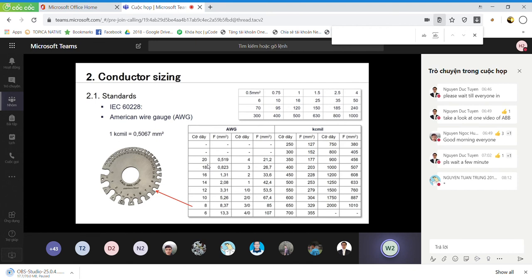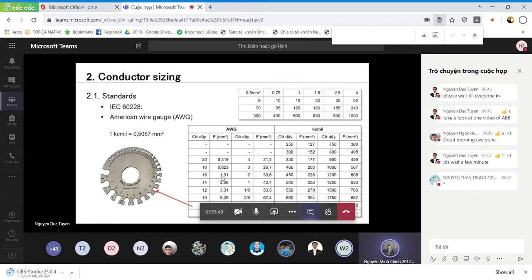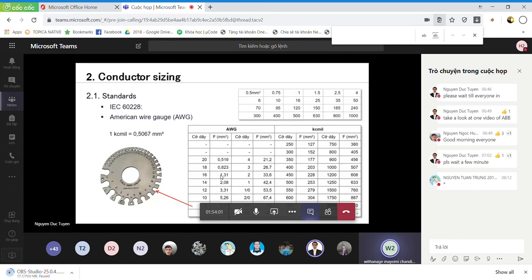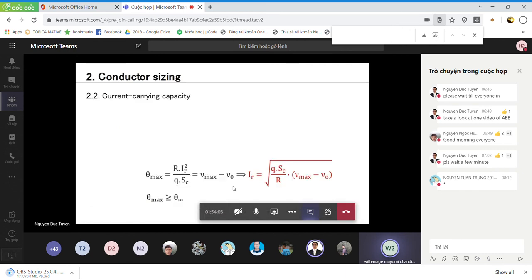Got it? Gauge. You can see on the slide. Yes, so the slide has this. It's just a standard for the gauge. Okay, move to the next one.